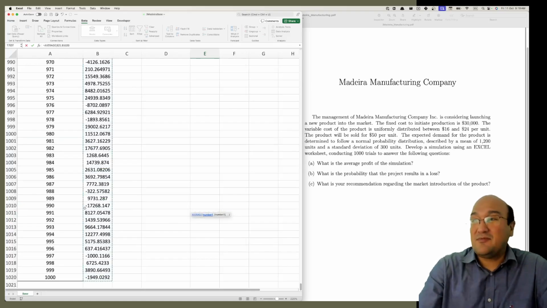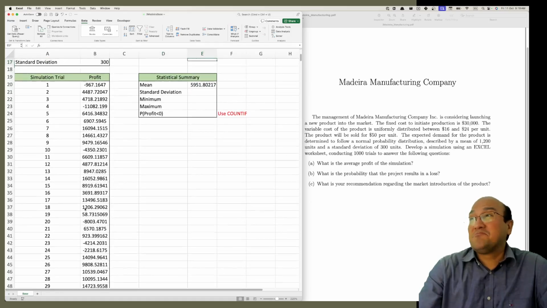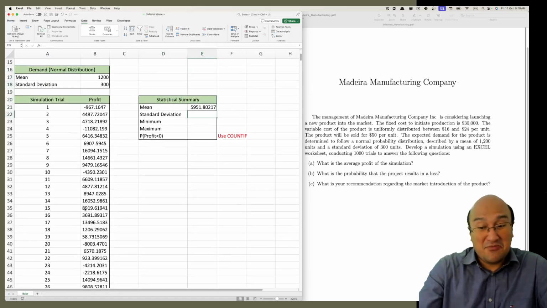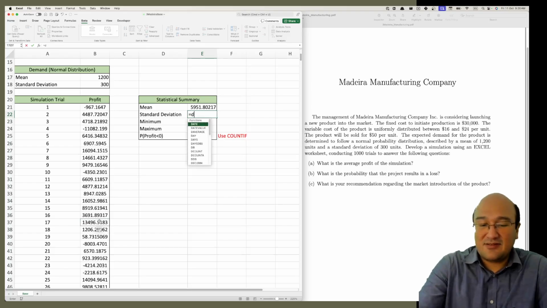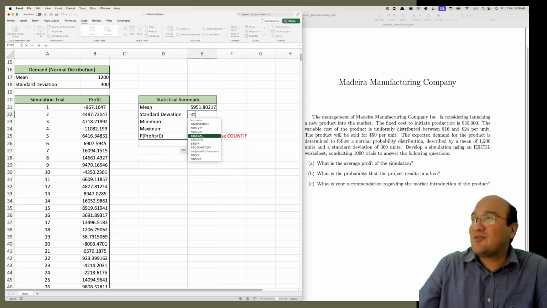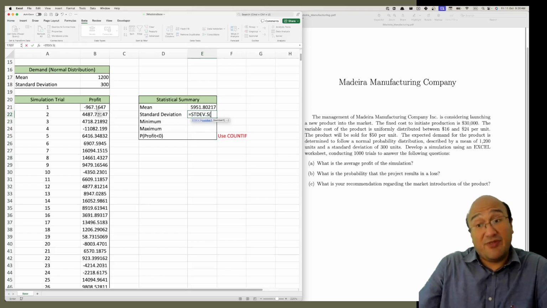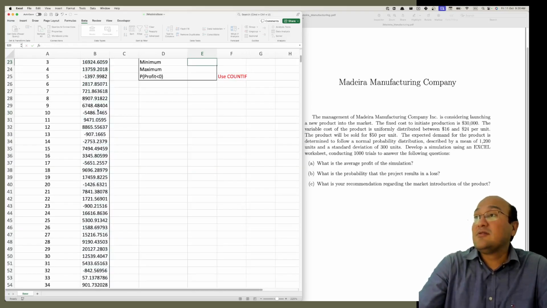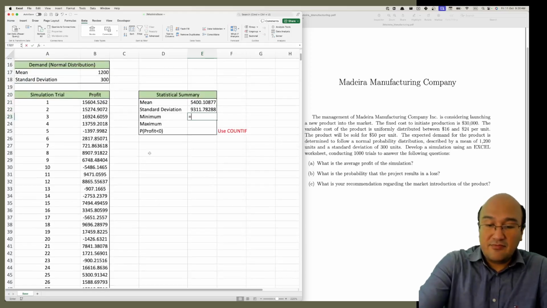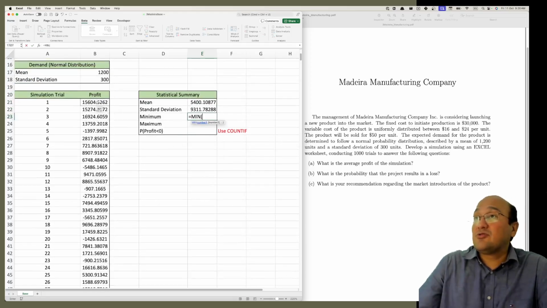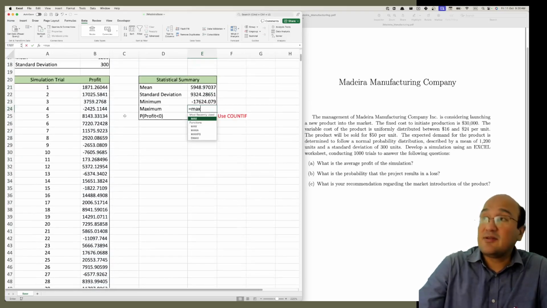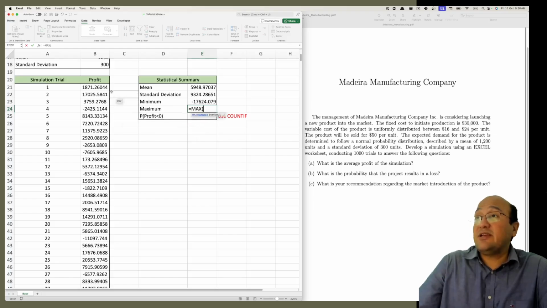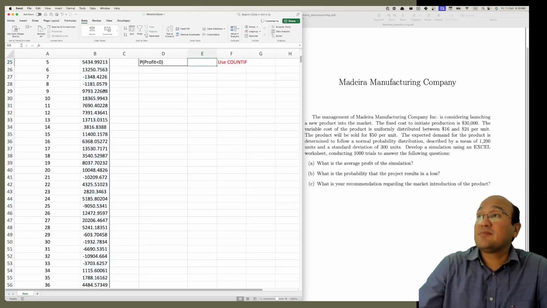So the first thing, the average. Then the standard deviation. I always forget this formula. Oh, here it is. Standard deviation of the sample. Then the minimum of those profits. Then the maximum. This number describes all this list of profits.